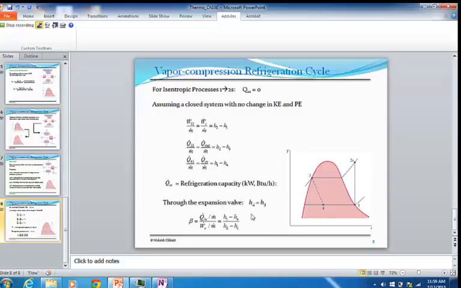And using the fact that H3 is equal to H4, so during the throttling process the enthalpy doesn't change, now if you replace these Q's and W's by the corresponding changes in enthalpies, we get a coefficient of performance which is given by H1 minus H4 divided by H2 minus H1. So this would be the coefficient of performance when we have an expansion valve in place of a turbine.